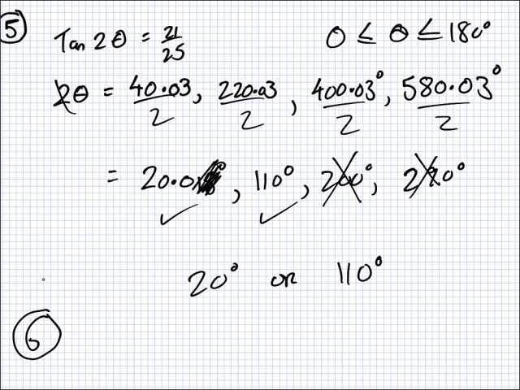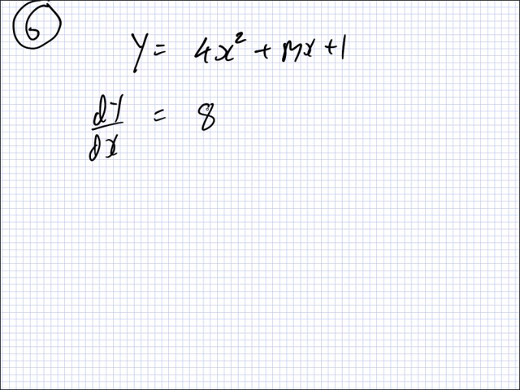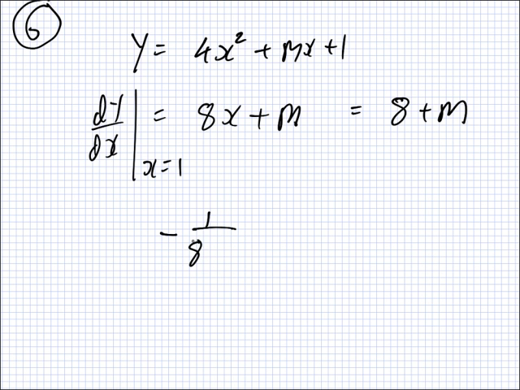6 now? Y equals 4x squared plus mx plus 1. When x is 1, the normal has a slope of minus a half. So what's dy dx here? 8x plus m. And when x is 1, that's equal to 8 plus m. That's the slope of the tangent. The slope of the normal will be minus 1 over 8 plus m.